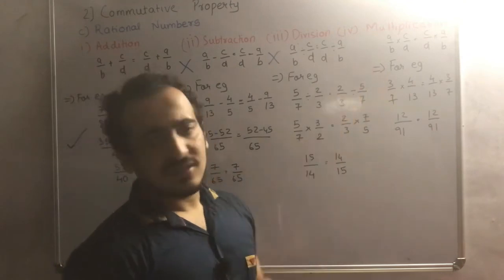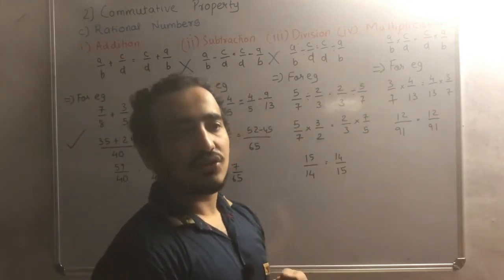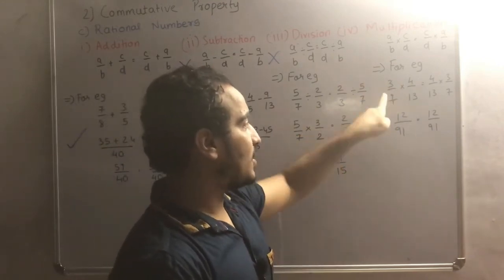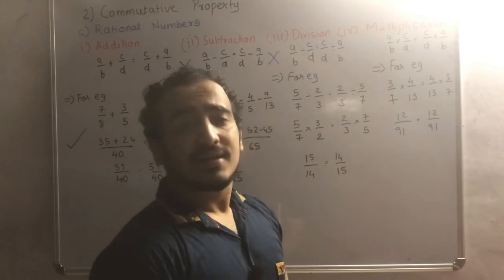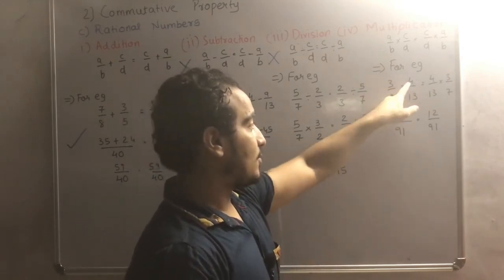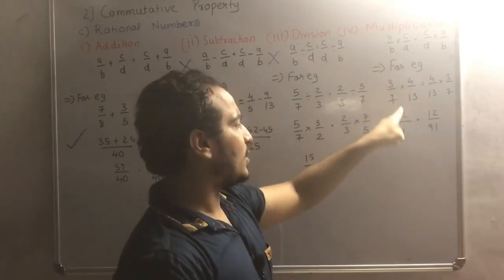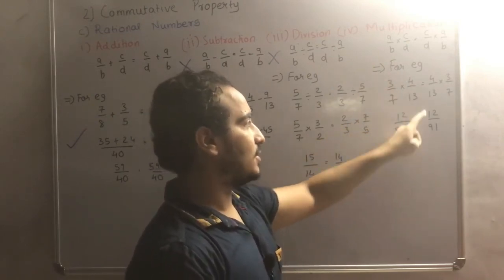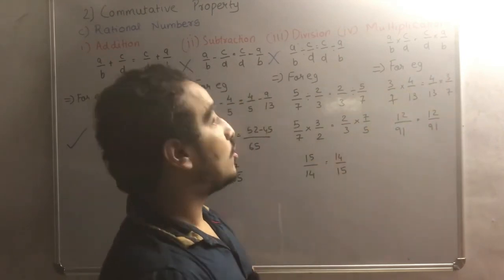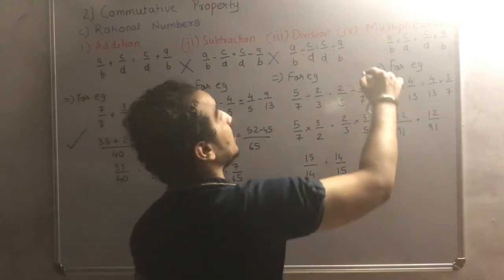Let's check out the last operation, that is multiplication. A by B into C by D equals C by D into A by B. For example, 3 by 7 into 4 by 13 equals 4 by 13 into 3 by 7. 4 3s are 12, 13 7s are 91. Both are having the same answer. So we can see that multiplication follows the commutative property.